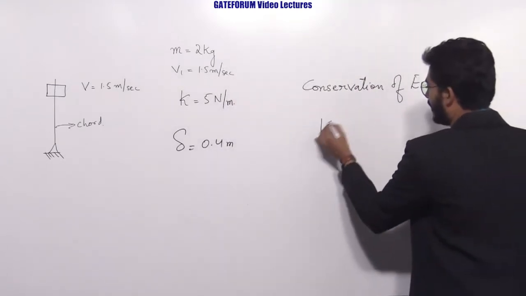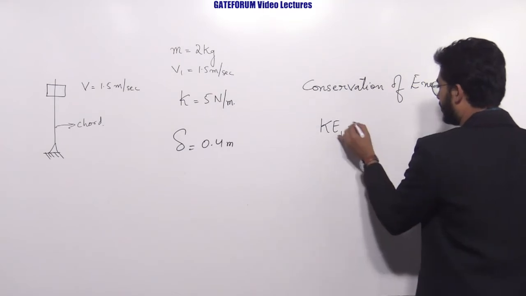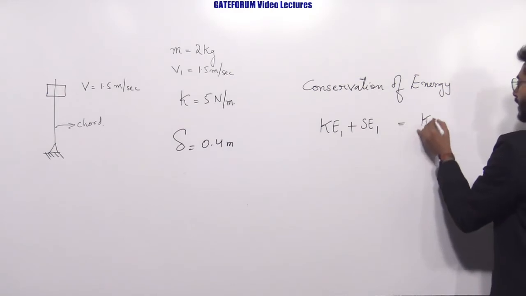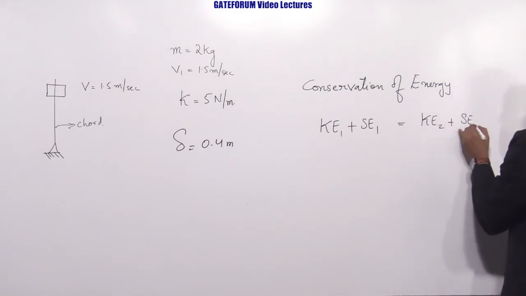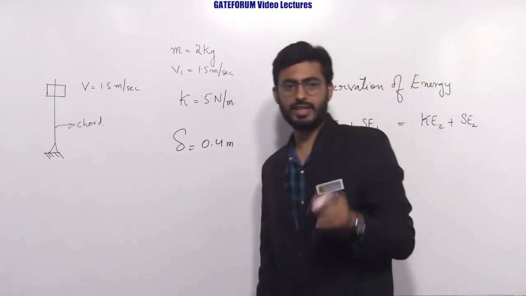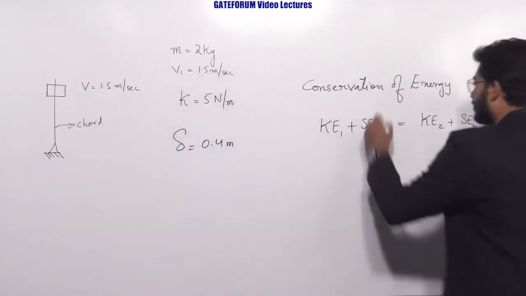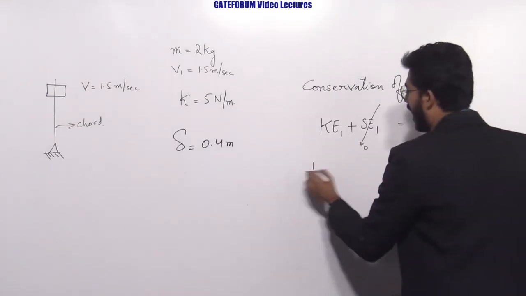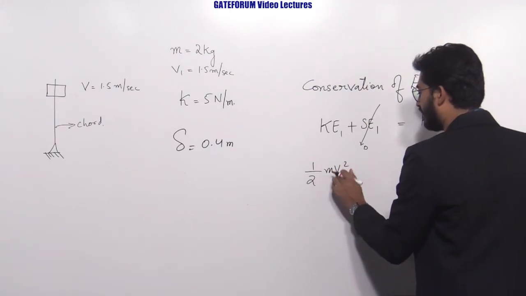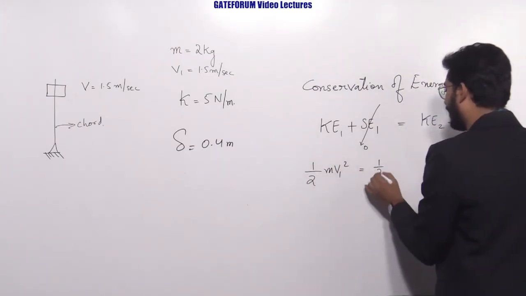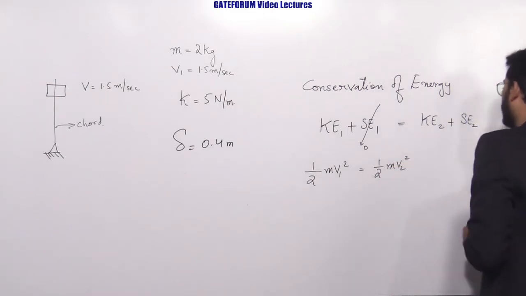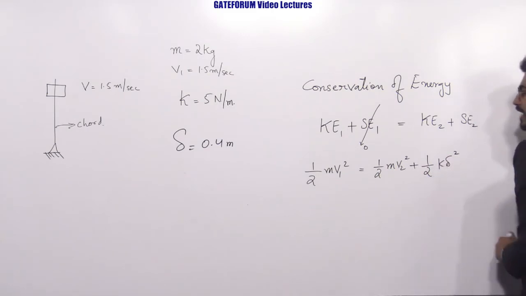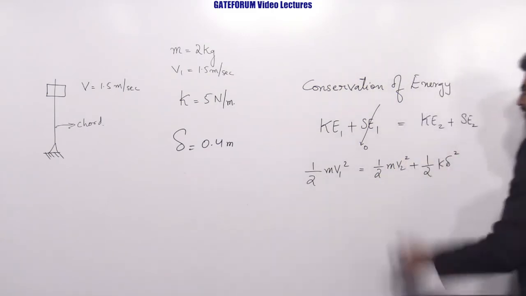At the initial instant we have kinetic energy plus spring energy, and that is equal to kinetic energy plus spring energy at the second point. Here the cord is unstretched, which means no strain energy is stored in the elastic cord. So I can write this as half m v1 square is equal to half m v2 square plus half k delta square.